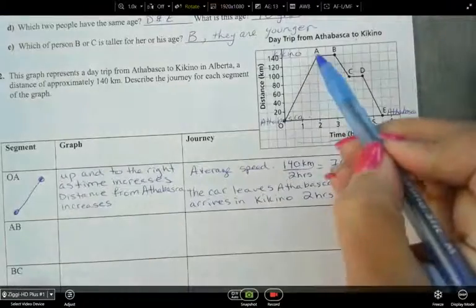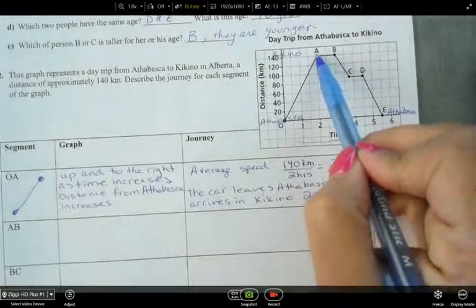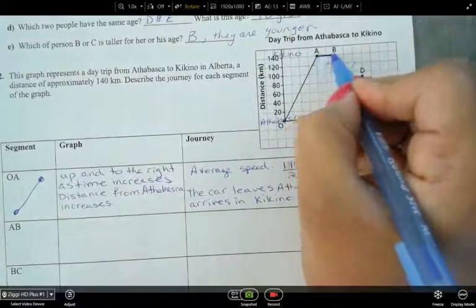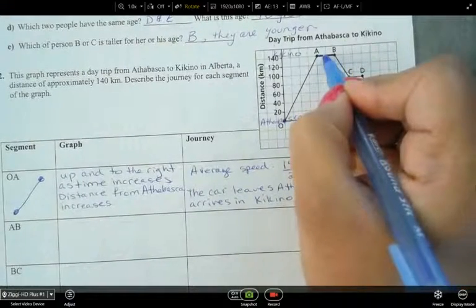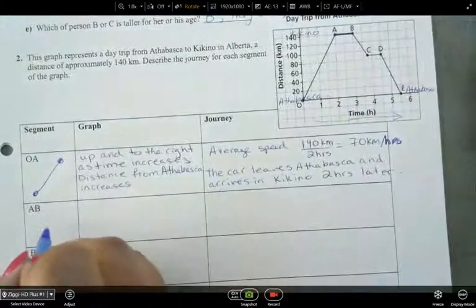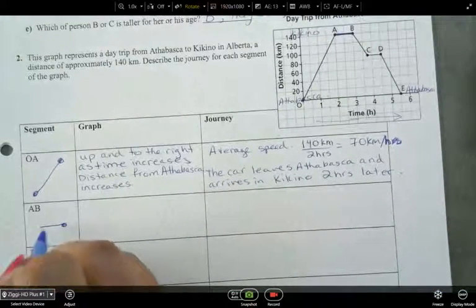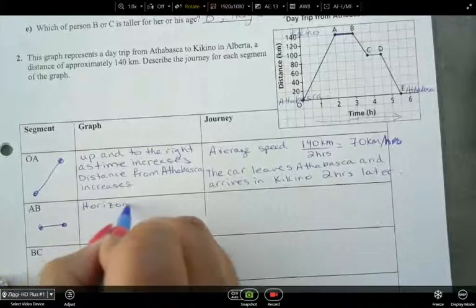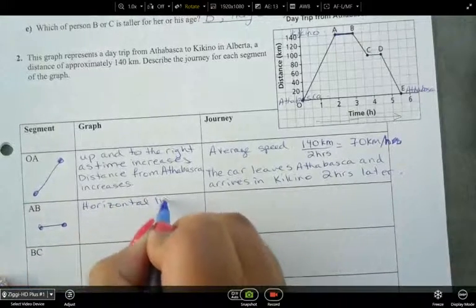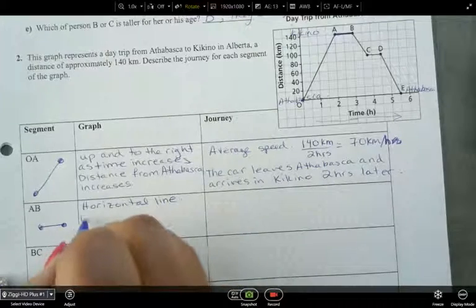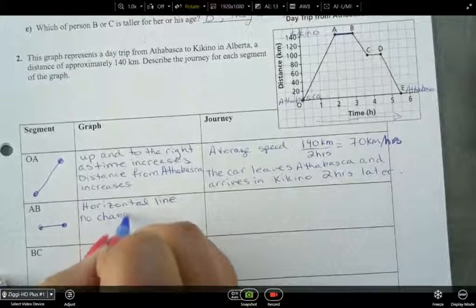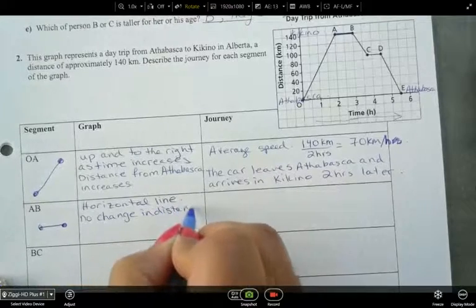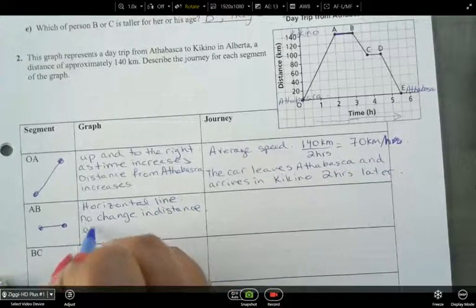Okay, so right here we're in Kikino now. So now what's happening in line segment AB? So that's from here to here. Is there any change in distance? No. So we've got a horizontal line, right? So this is a horizontal line. There is no change in distance as time goes on.